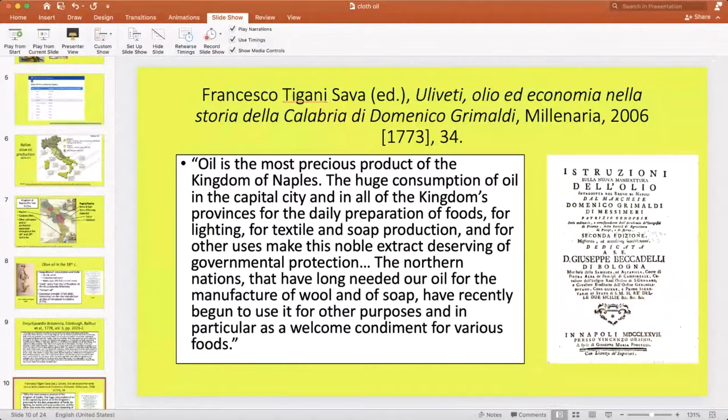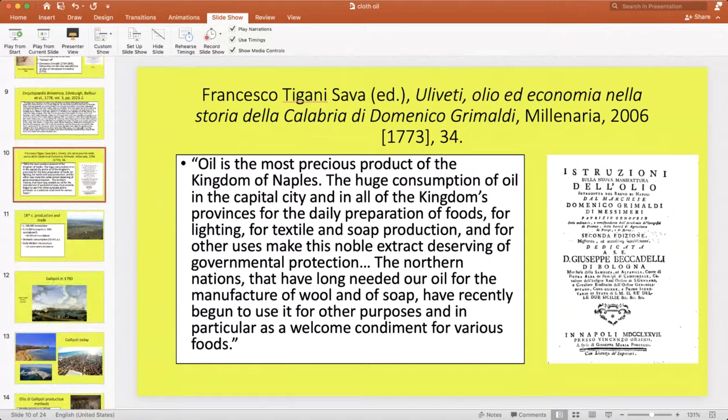So that's an interesting early reference to the use of olive oil as a food in Britain and in Northern Europe. It was rarely used as a food. The major need for it was for wool production. Okay.